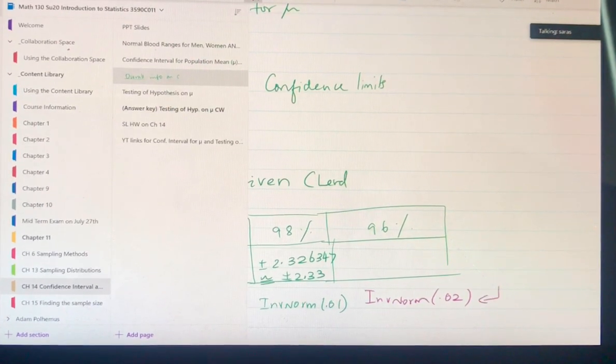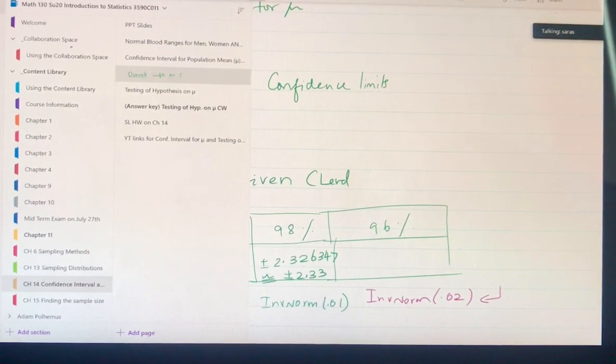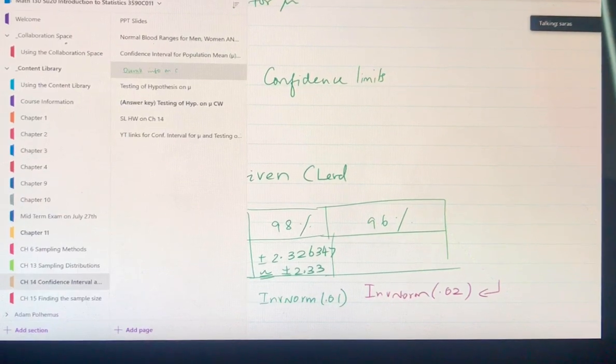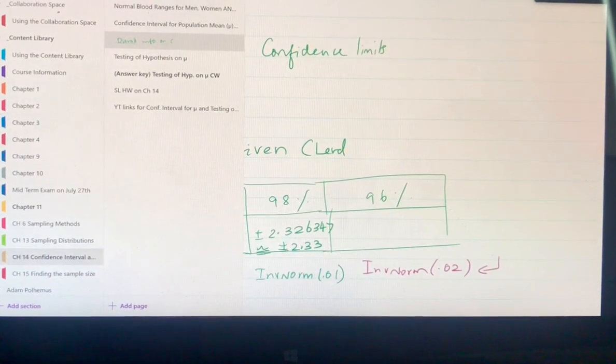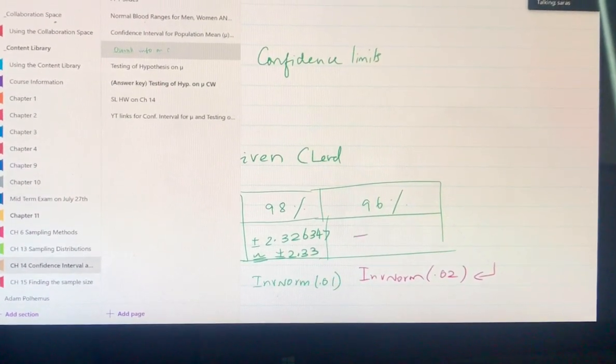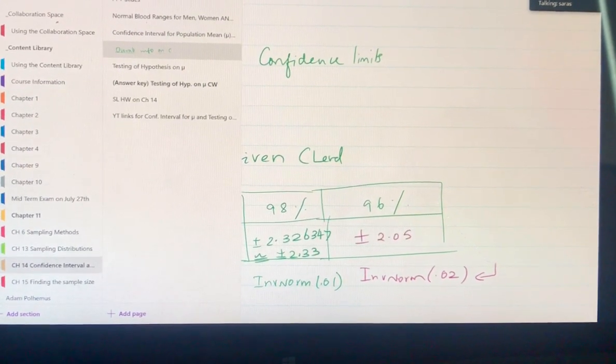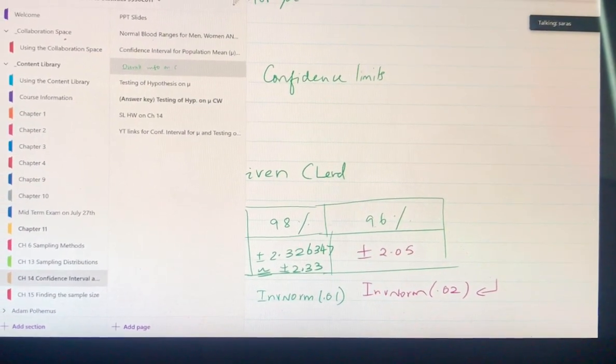So this is going to be inverse norm 0.02. The number is going to be negative 2.5, so plus or minus 2.05. So like that, we can just get that. Okay. All right.